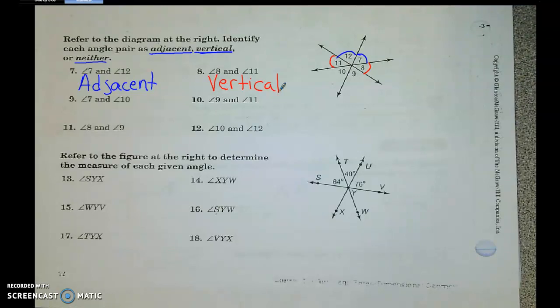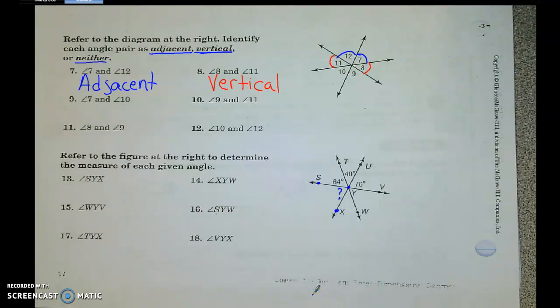Let's go ahead and look at the next section, 13 through 18. The directions say refer to the figure at the right to determine the measure of each given angle. So, some of the angles are given to us. Some of them you're going to have to figure out. So, first let's find out what we're figuring out. If I look at number 13, I want to know what the measure of angle SYX is. So, SYX. We want to know what is the measure of that angle.